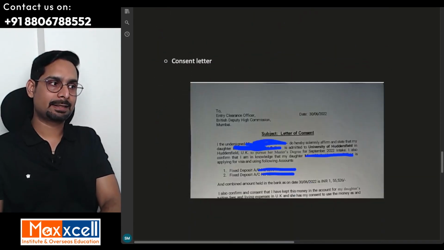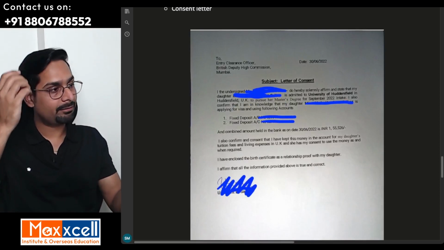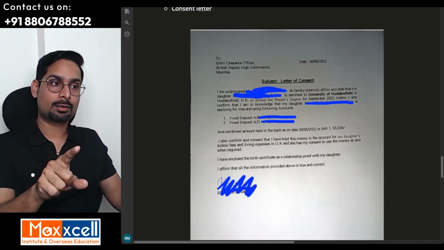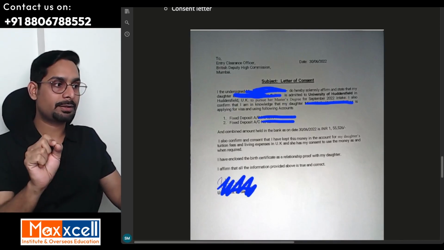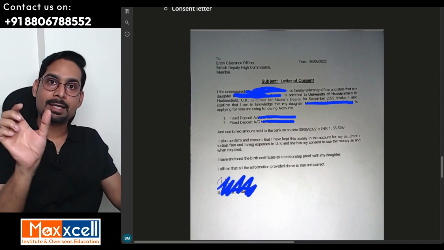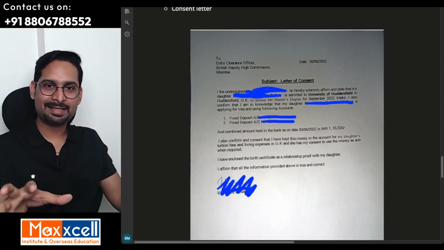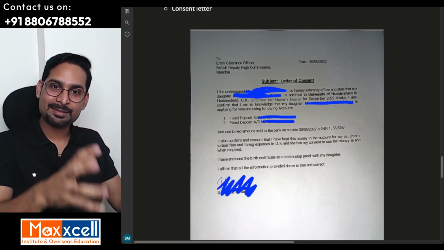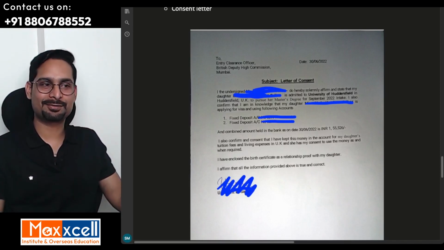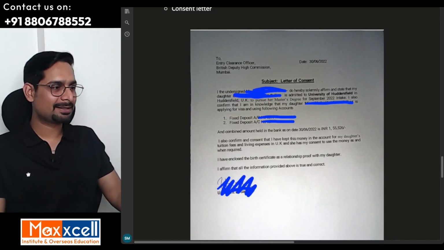Now next is the consent letter. Suppose you have the funds available in your parents' bank account, so you need to take a consent letter from your parents that you can use these funds. In the UK they are required to see the permission that you have got permission to use the funds. So this is the format.